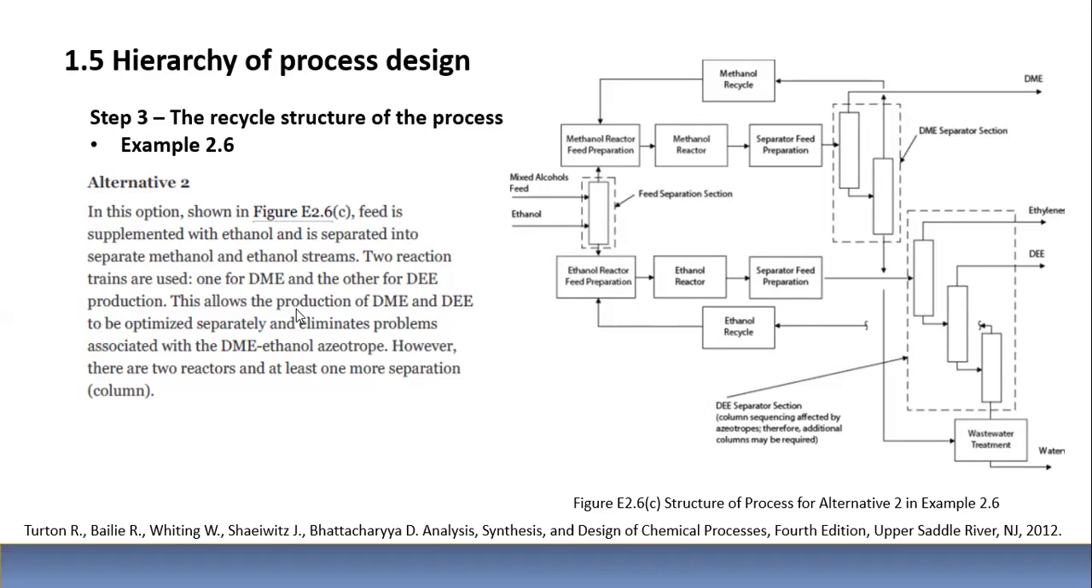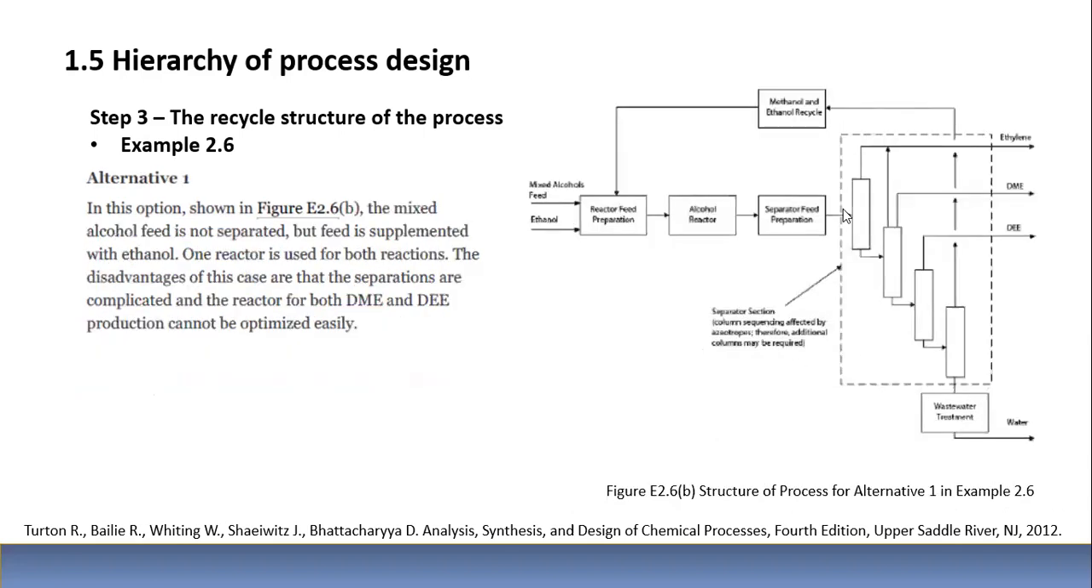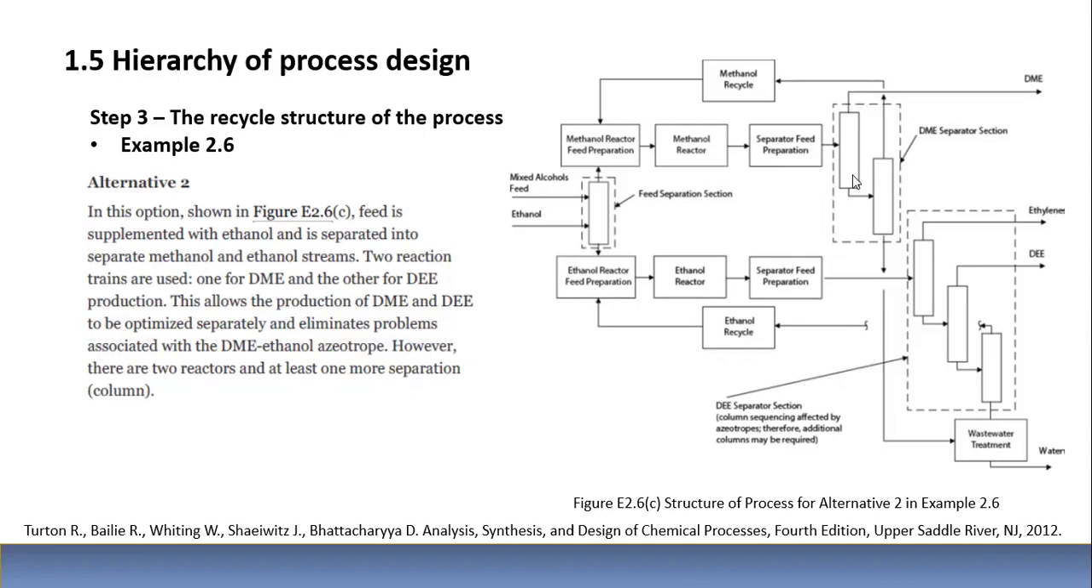This allows the production of dimethyl ether and diethyl ether to be optimized separately and eliminates problems associated with dimethyl ether ethanol azeotrope. Es decir, si estuvieran mezcladas las líneas, algo del etanol no reaccionaría y podría formar azeotropo con el dimetiléter. However, there are two reactors and at least one more separation column. Aquí había 4 y dice que aquí se requeriría una más, de modo que aquí haya 5 columnas de separación.